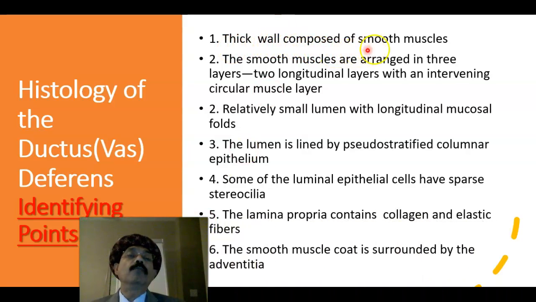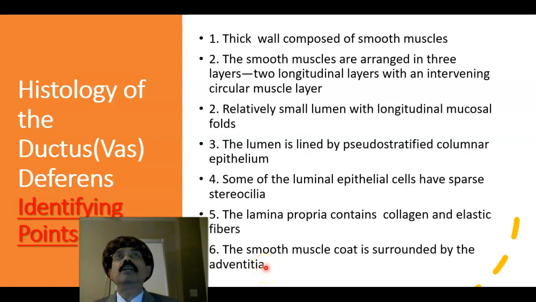The thick wall is composed of smooth muscles. Smooth muscles are arranged in three layers: two longitudinal layers with an intervening circular muscle layer, and a relatively small lumen with longitudinal mucosal folds. The lumen is lined by pseudostratified columnar epithelium. Some of the luminal epithelium has sparse stereocilia. The lamina propria contains collagen and elastic fiber. The smooth muscle coat is surrounded by adventitia.